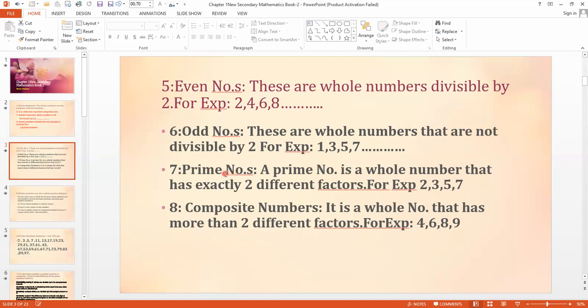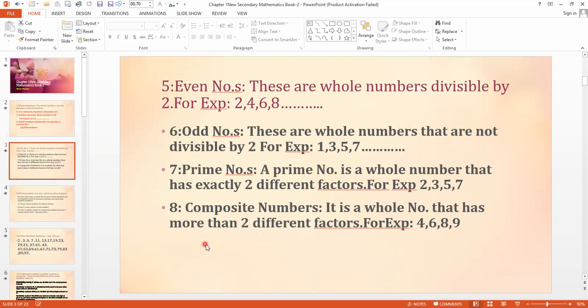Number 7, prime numbers. This one is very important because our initial exercise is based on these prime numbers. A prime number is a whole number that has exactly 2 different factors, 1 and the number itself. So 2, 3, 5, 7, 11, 13, all these are prime numbers. I will discuss prime numbers in detail in the next points. Today I will also tell you the first 100 prime numbers.